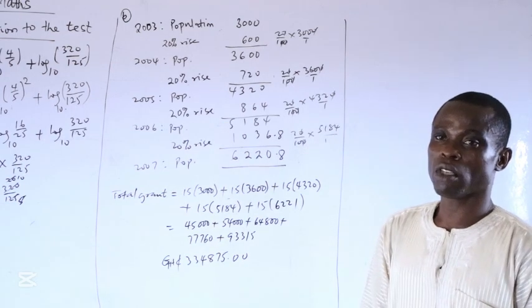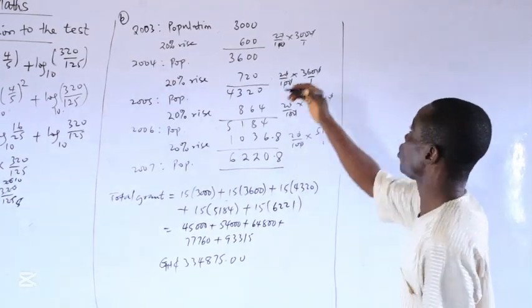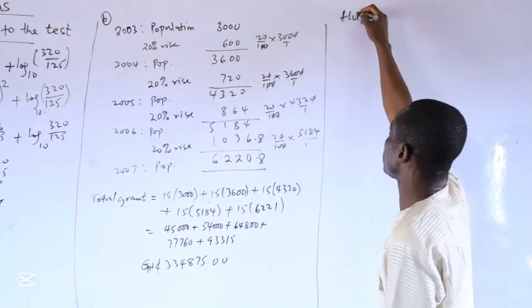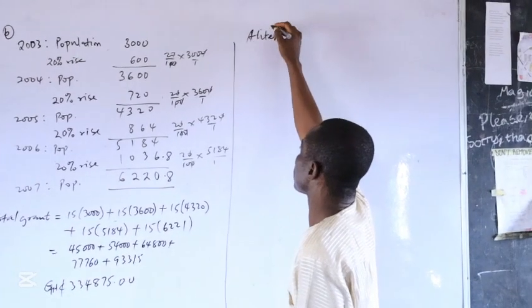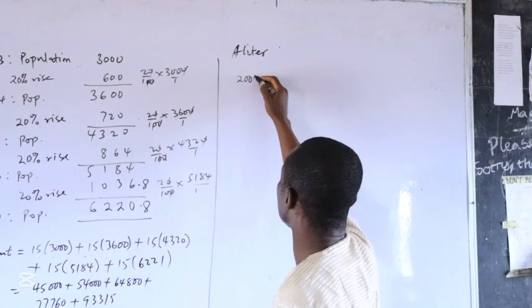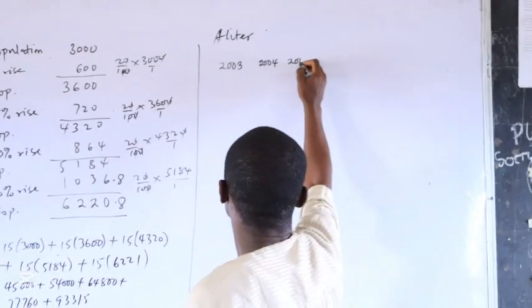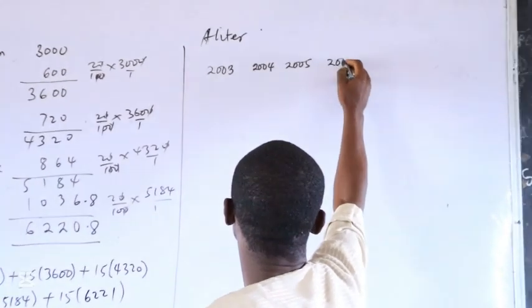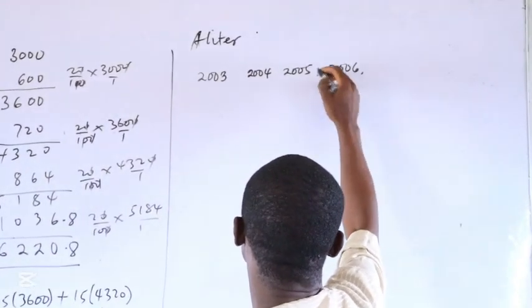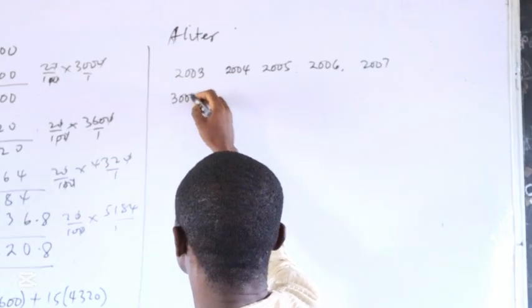But the other method is this. We have different ways of solving this question. If I don't want to use this, I can use this method too. Let's say 2003, 2004, 2005, 2006, 2007. In 2003, it's 3,000.